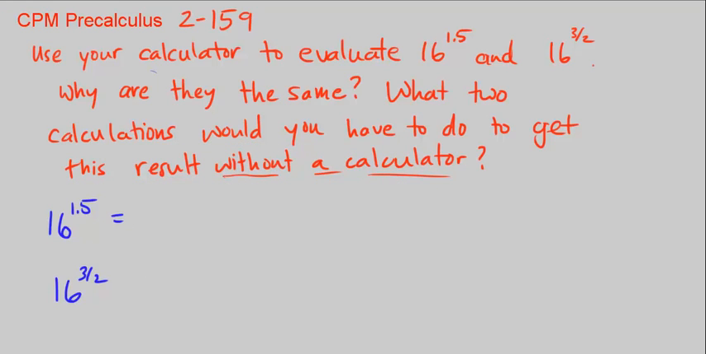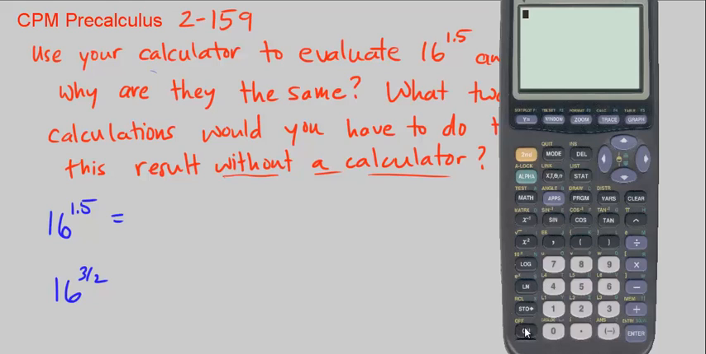So first of all, let's go ahead and do this with our calculators. Turn on your calculator. 16 to the power of 1.5 equals 64. Okay, and we're told that these are the same, so 16 to the power of 3/2. Oh, I don't get the same thing. What did I do wrong? I need to make sure to put that power in parentheses.